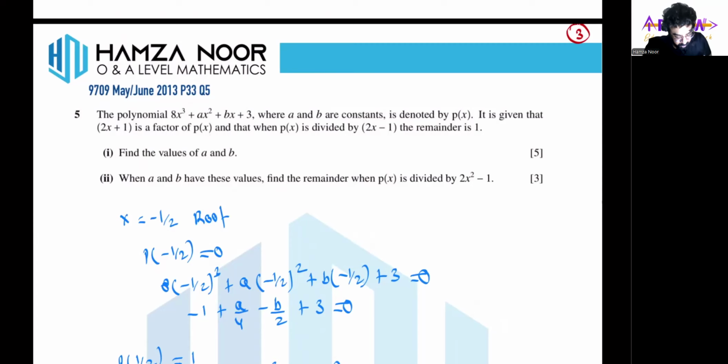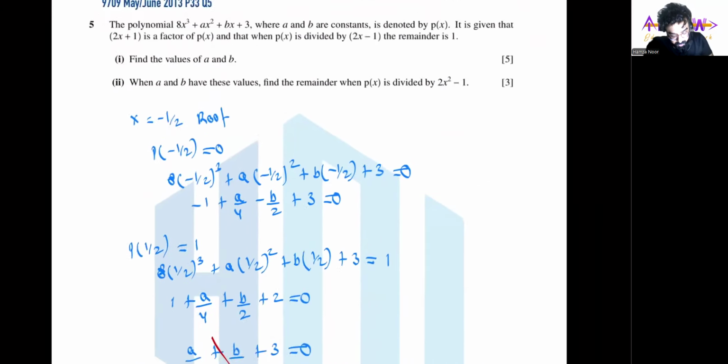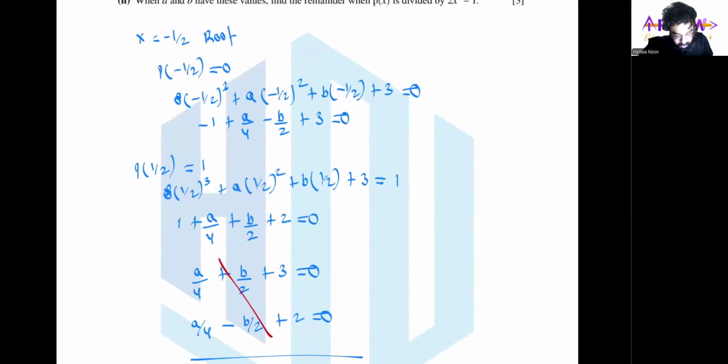Under this condition, we are going to find equation number 1, which is connecting a and b, where a and b are unknown right now. So I just substituted x equals minus half into the polynomial, and the output is equal to 0. So I have established an equation which is connecting a and b.